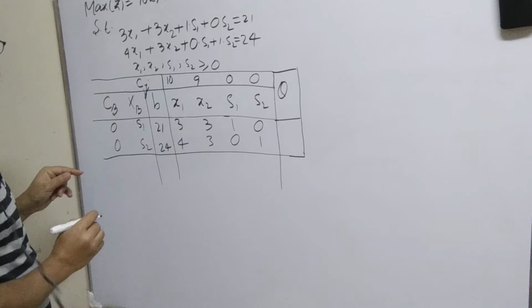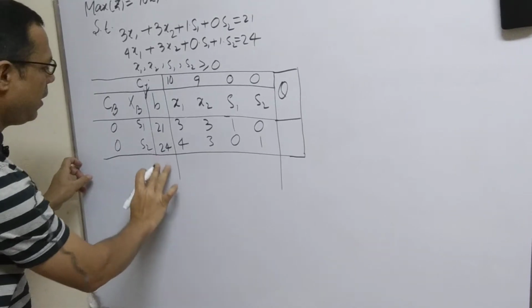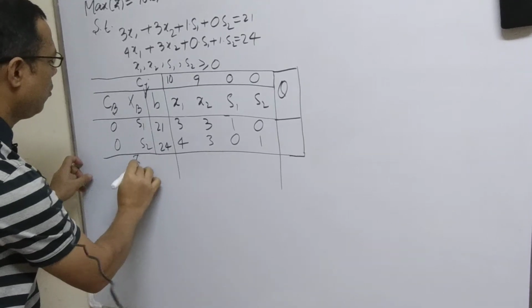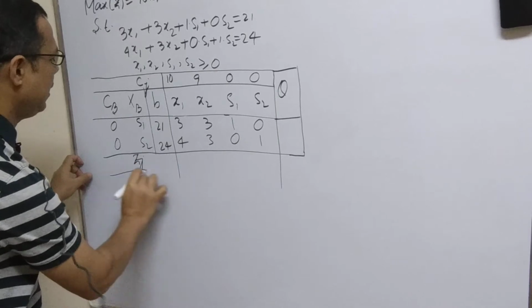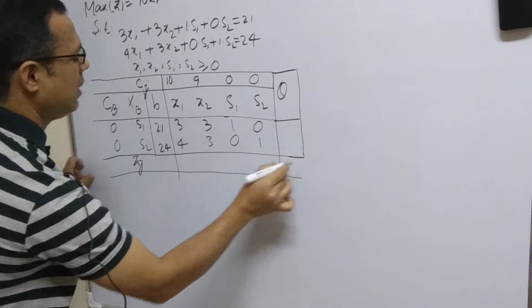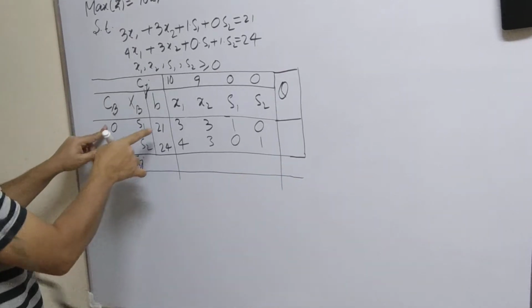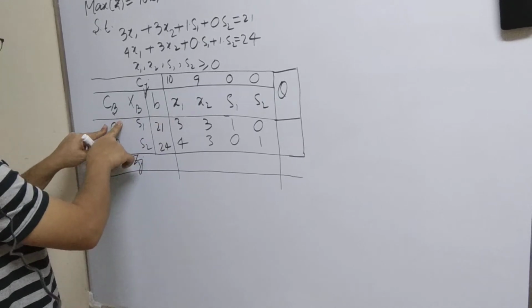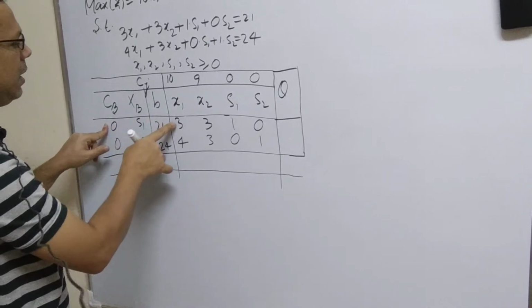The next step, you need to find Zj. What is Zj? I will explain it in detail. Zj is very simple. Just multiply this value by this value. You need to multiply this value by this value.